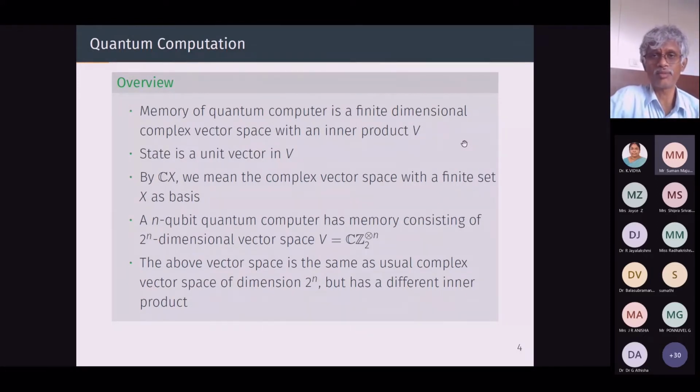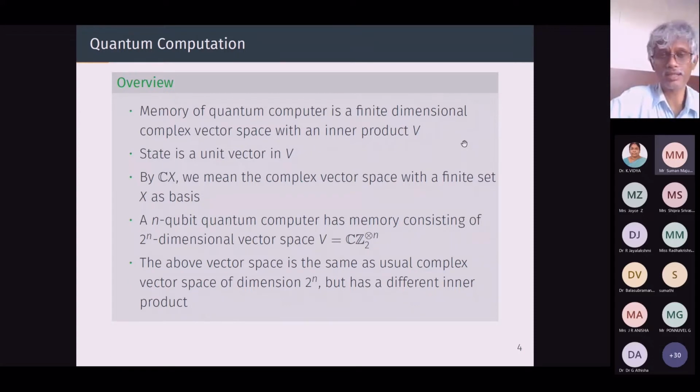The memory of a quantum computer is a finite dimensional complex vector space with an inner product. Sorry, I think the first sentence is somewhat misleading. What I want to say is that you have a finite dimensional complex vector space endowed with the inner product, and I'm calling it V. So the memory of a quantum computer is this space V. A state is a unit vector in V. These are terms which will keep appearing over and over again. So the memory is a complex inner product space V, and a state is a unit vector in V.